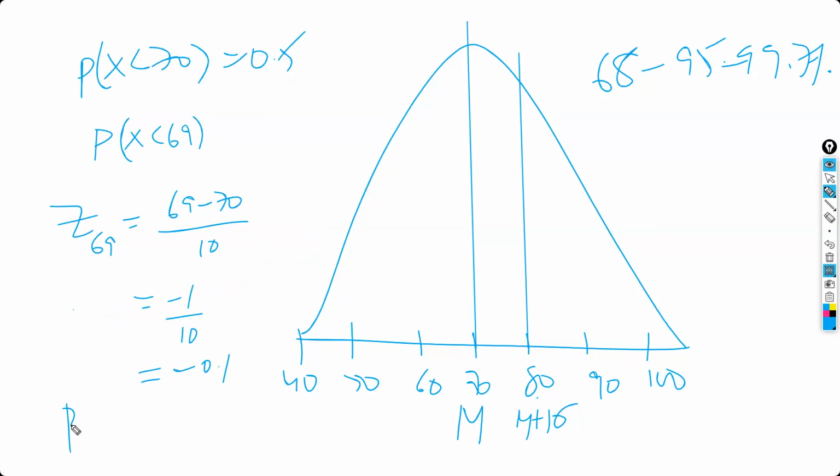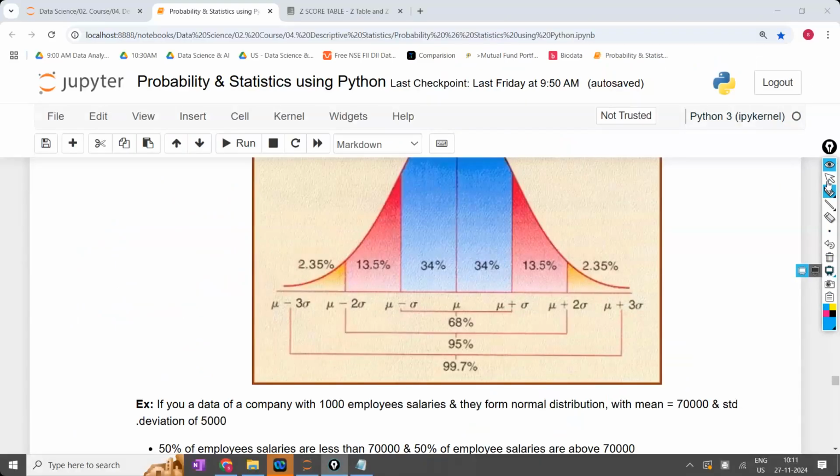Now, let us take one task instantly. This is your last point of today's class, based on this. I'm going to give the question. Mu is equal to 65, sigma is equal to 4. Draw the diagram first.